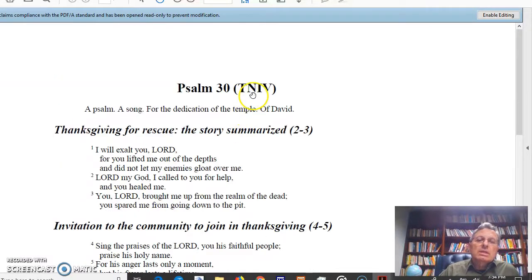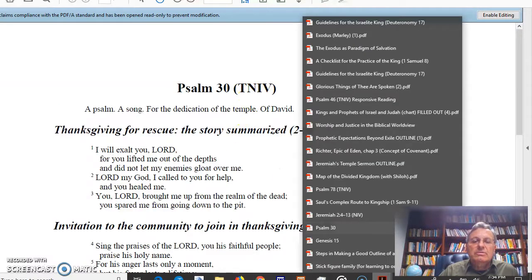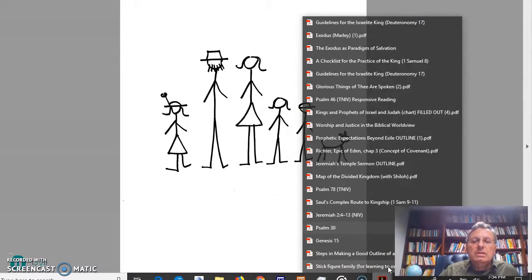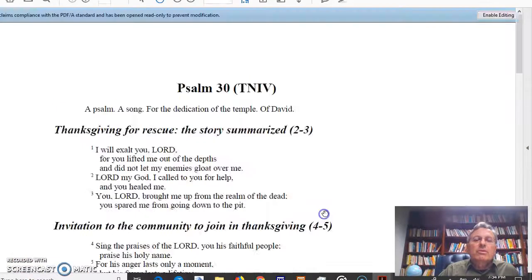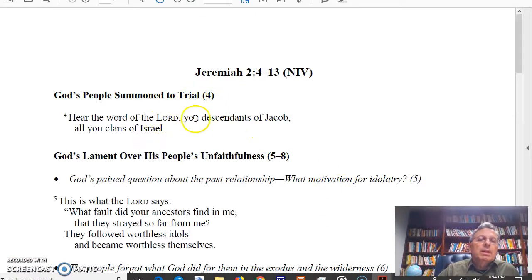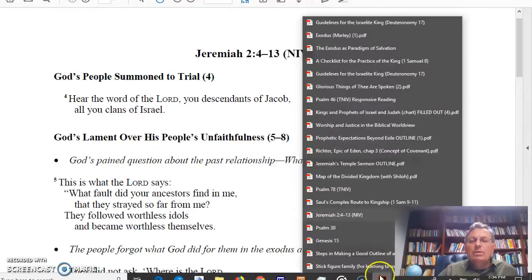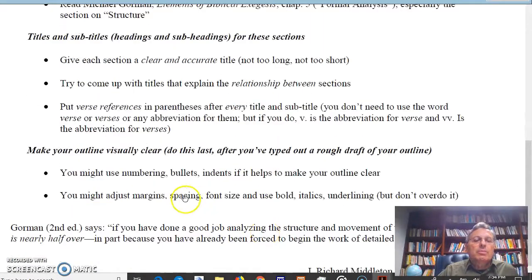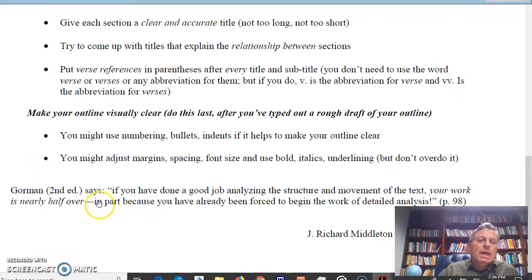with a relatively literal translation, like the NIV or the NRSV, not a dynamic equivalence translation, please. And I'm asking for you to put your biblical text with your outline embedded in it, and then you organize it in a way that looks clear. So I say that you might use numbering, bullets, indents, if it helps make your outline clear. I didn't use any numbering. You don't need numbering for a one or two page short outline of a passage. You can adjust the margins and spacings and so on, but don't overdo it. And if you've done a good outline, Gorman says your work is nearly half over. I think your work is more than half over.